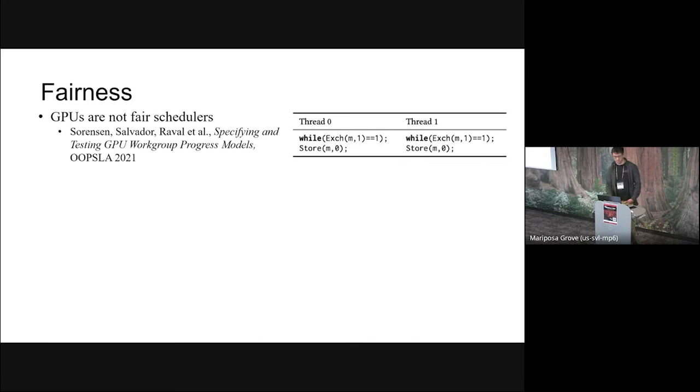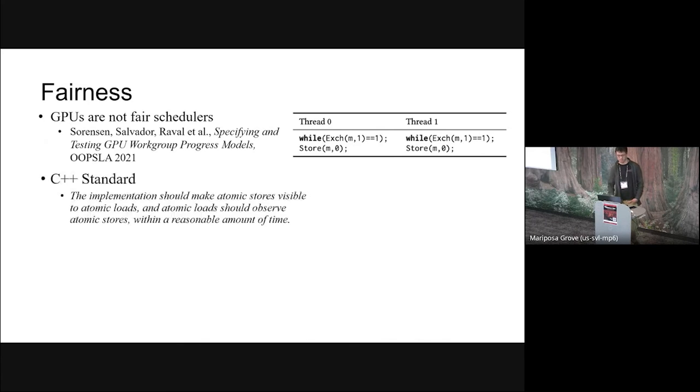Now, beyond that, there are other interesting fairness problems. If you look at the C++ standard, it has this sentence that says the implementation should make atomic stores visible to atomic loads, and atomic loads should observe atomic stores within a reasonable amount of time. And that's as far as it goes. It doesn't tell you what reasonable means. So when we're running locks on our CPU, we're all just hoping that the architectures have chosen a small value for reasonable.